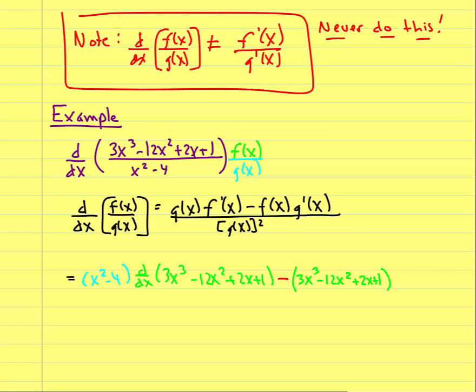So bottom times the derivative of the top minus the top. Now we need the derivative of the bottom. And this is all over the bottom squared. Now it's not the derivative of the bottom, it's just the bottom function squared. So that was x squared minus 4 quantity squared.